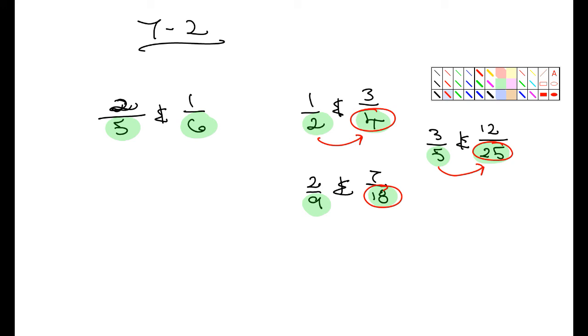Sometimes, if you look at them, one is not a multiple of the other. And that's the case with this one right here. 5 doesn't go into 6. 6 doesn't go into 5 evenly. So then the next thing you want to do is you could just start multiplying them by 2 and 3 and 4 and look for a common multiple.